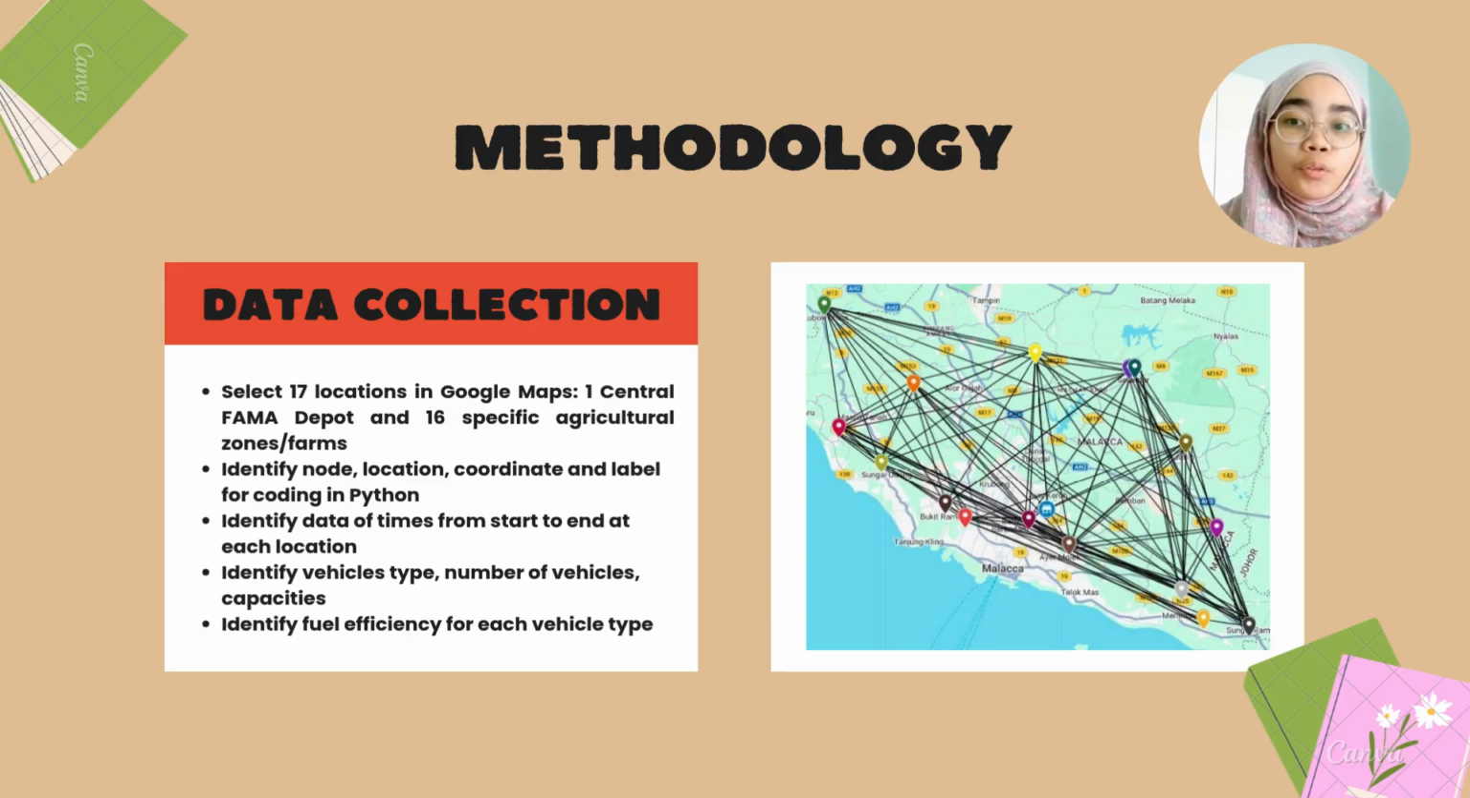We also identify the fuel efficiency for each vehicle type. For the 3-ton refrigerated truck, the fuel efficiency is 4 km per liter, while for the 5-ton, it is 2.8 km per liter.